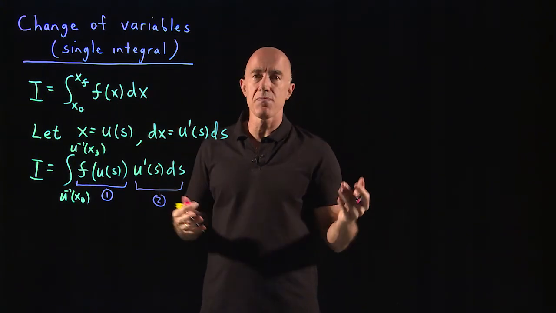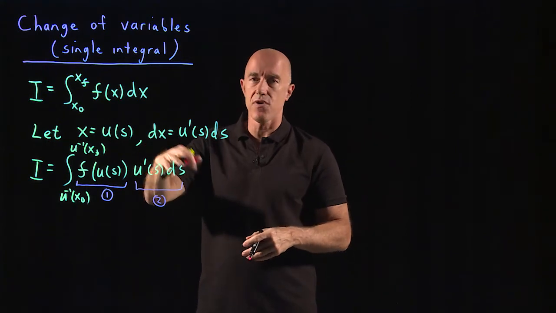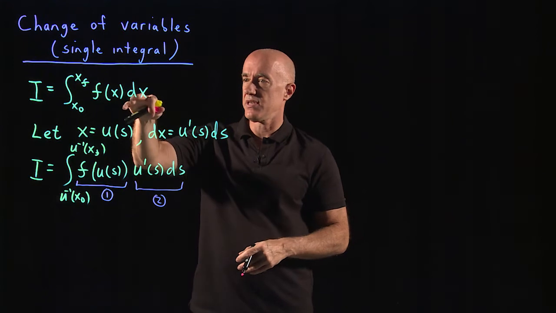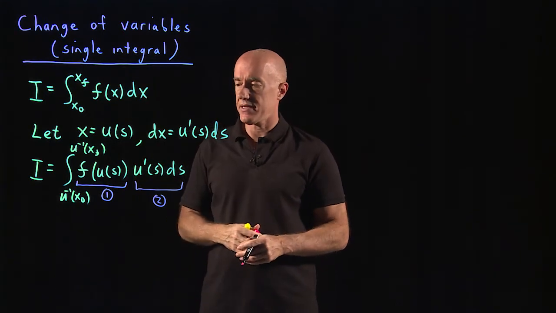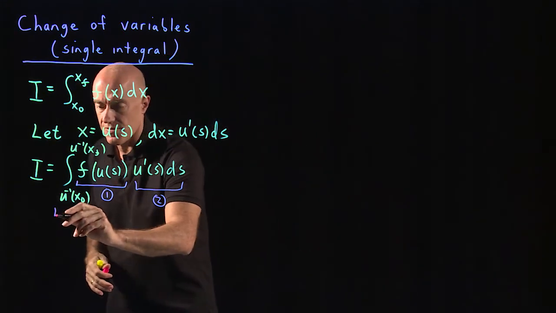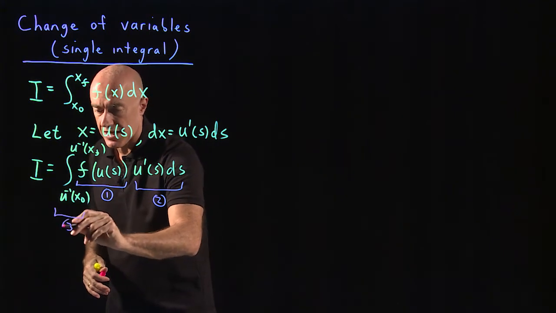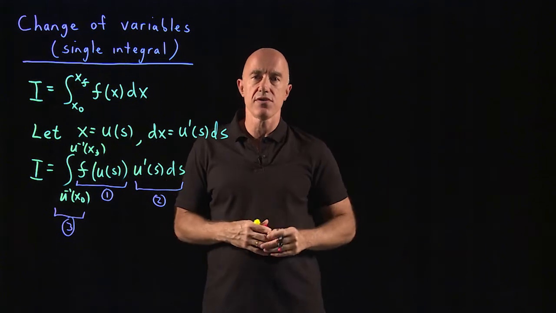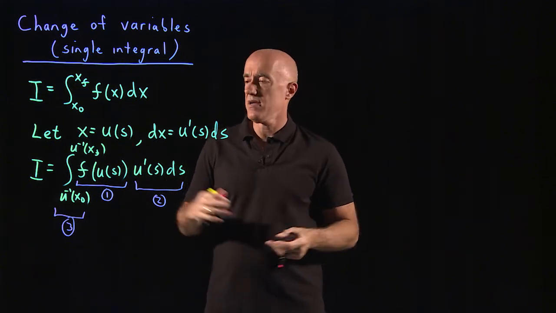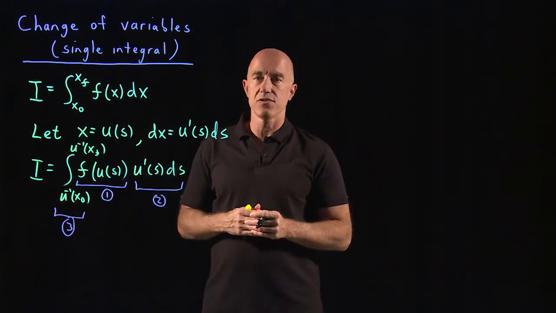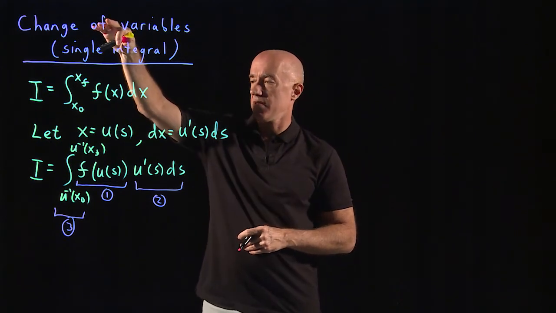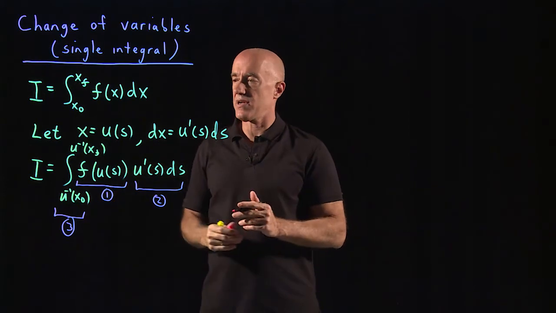So in the double integral, we're going to have to transform dx dy. Okay, it's a little bit more complicated than just transforming dx. And then finally, the third piece is changing the limits of integration. In the double integral, we're integrating over some area. We're going to have to figure out how to change the limit of that. So this is how it works for single variable calculus.